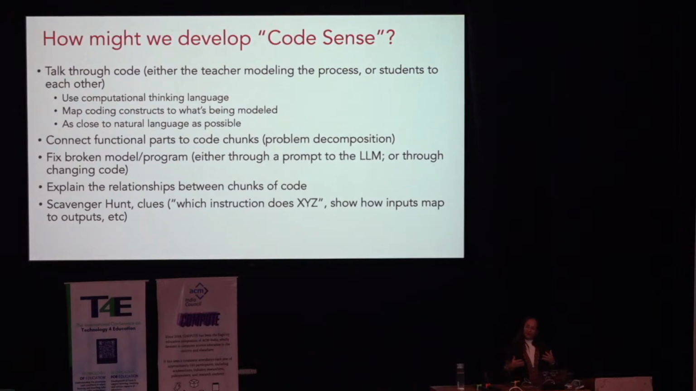Talking through code: algorithmic explanation is going to become a key skill as well. Use computational thinking language as a teacher. Map coding concepts to what's being modeled. Because if AI is producing code, you have to have the ability to look at the code and understand these kinds of things. Connect functional parts of code chunks, fix broken models. So these are some ways, for example, to develop this skill. Explain the relationships between chunks of code, scavenger hunts and clues: what instruction is doing what, how are inputs being mapped to outputs, etc. But still require an understanding of coding.